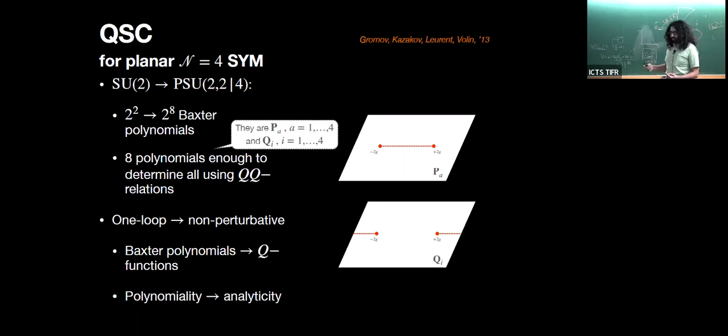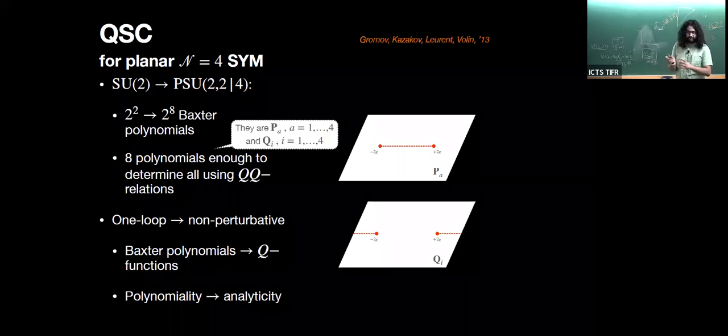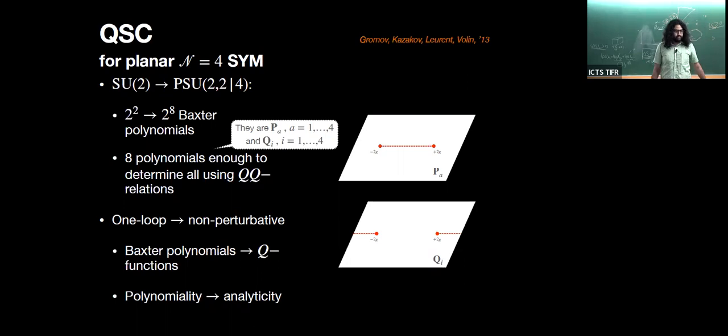The P_a have a sheet where they have only one branch cut. And also the Q_i have a sheet where they have only one branch cut, also between -2g and 2g, but the branch cut is through infinity. In a way, you can think about P's being associated with S5 and Q's being associated with AdS5, which is also why the cut is a compact cut in one case and non-compact in the other.